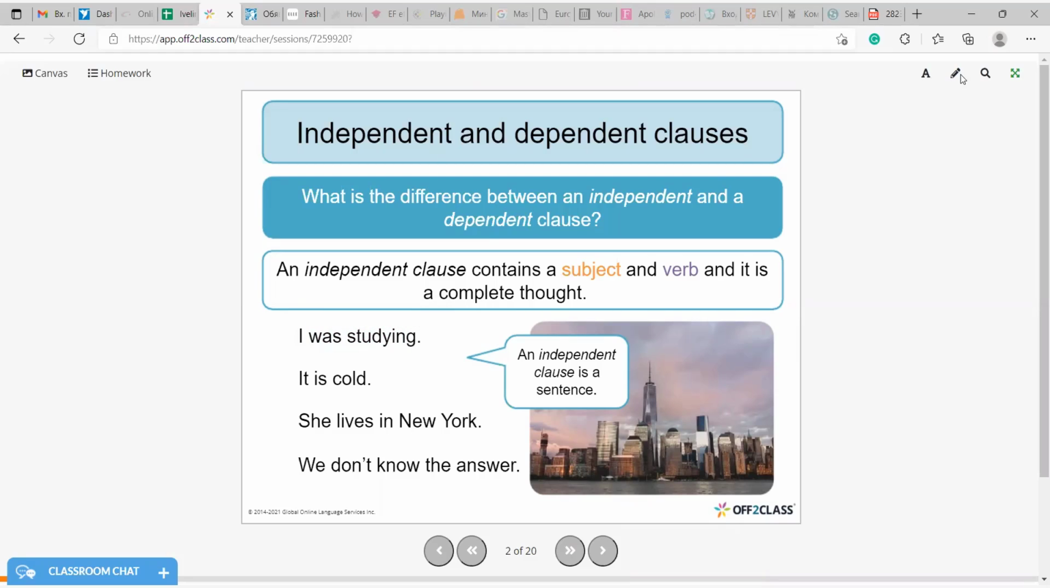But the most important thing is that all of these sentences express a complete thought, which means that they are independent. Okay, so it's a thought, you put a full stop, and the meaning is absolutely clear.